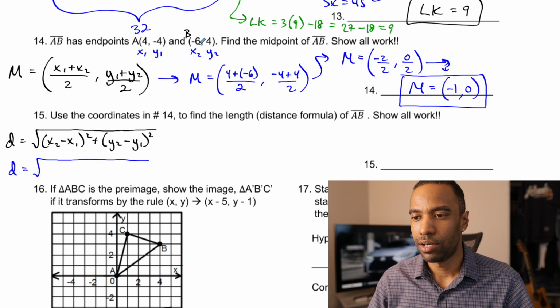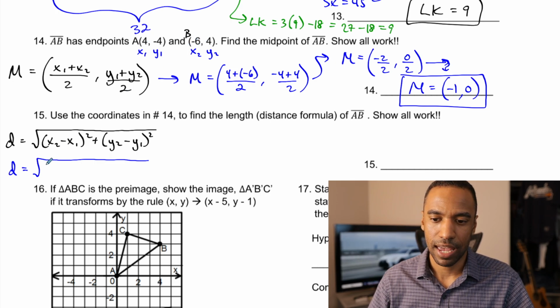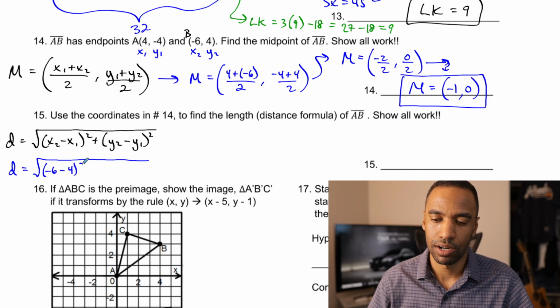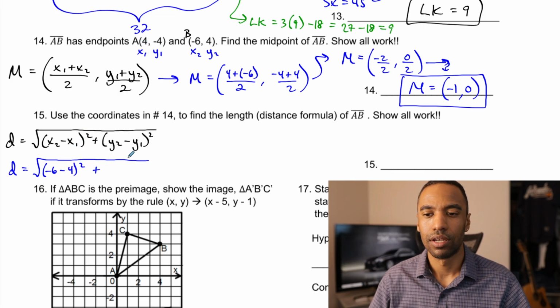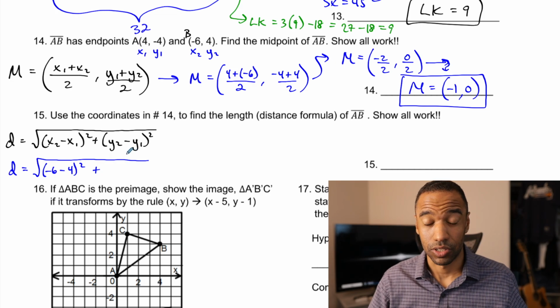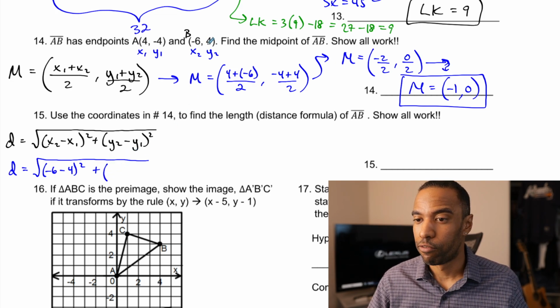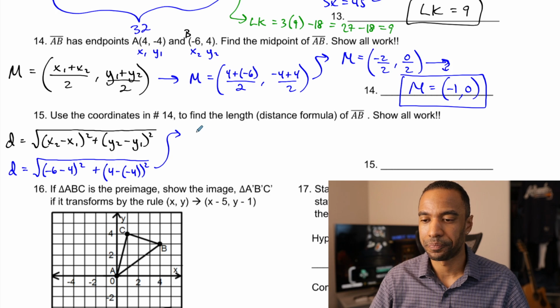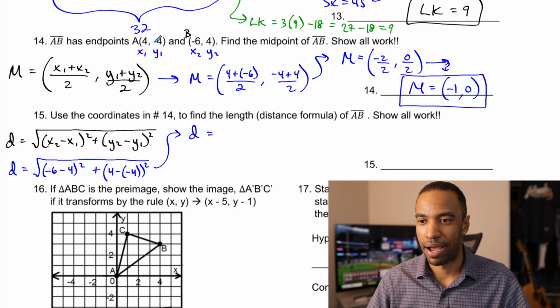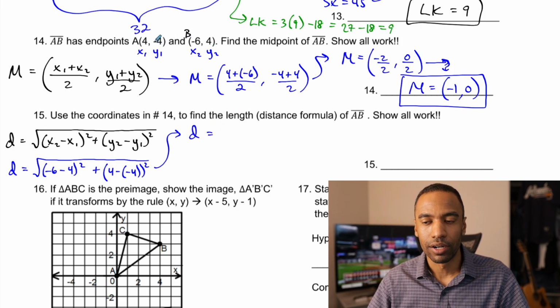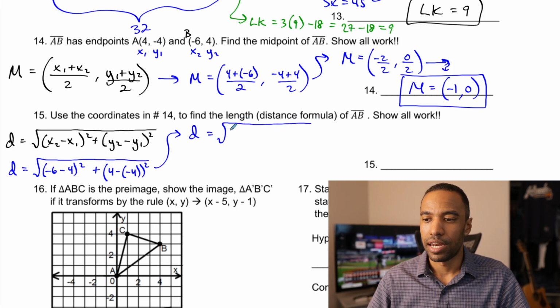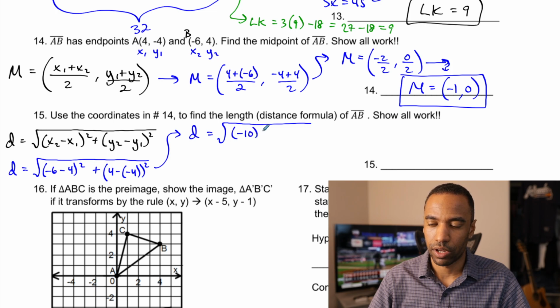I have negative 6 as my x2, so negative 6 minus my x1, which is 4, quantity squared, plus 4 minus, now this is a negative 4, 4 minus negative 4 quantity squared, the y2 minus y1. You don't just put 4 minus 4, that's subtracting a negative 4 there. All right, let's keep going here. Negative 6 minus 4, guys, is negative 10. We're going to square that number.